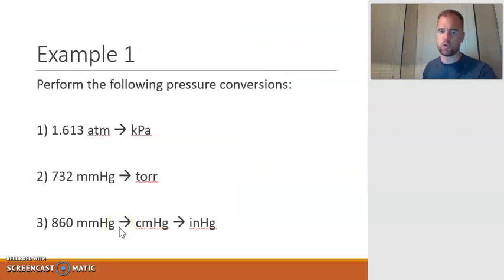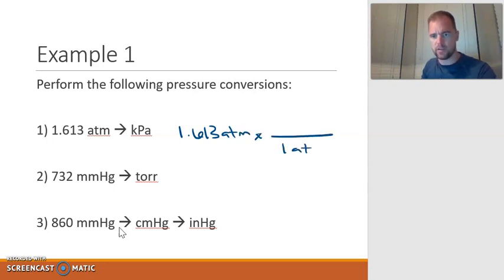So let's do some real quick conversions just so we can feel comfortable with how to do these. The very first one, we want to convert 1.613 atmospheres to kilopascals. So I know that 1 atmosphere is equal to 101.325 kilopascals. And I'm not going to calculate the answers here because that's the setup, and hopefully you'll know how to calculate that.